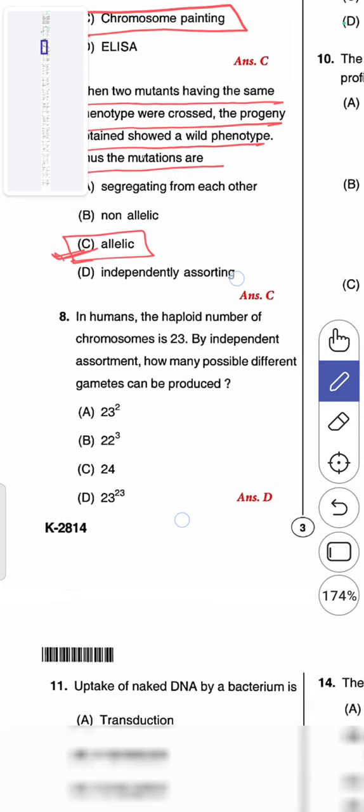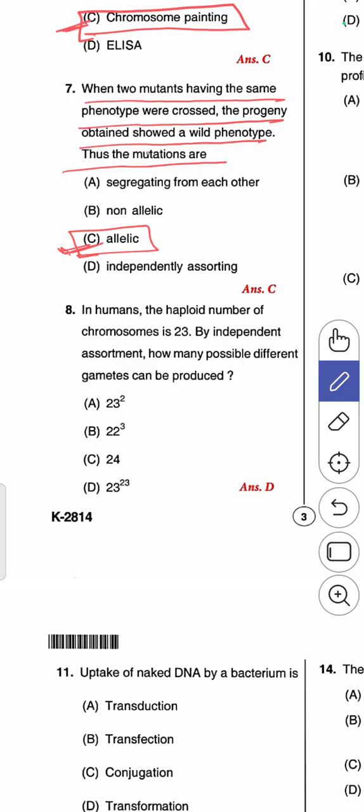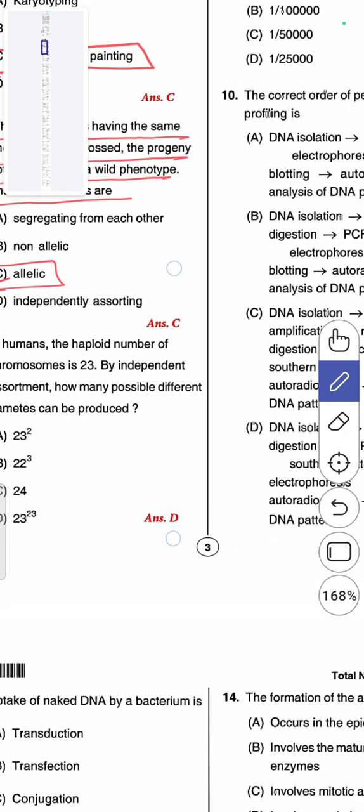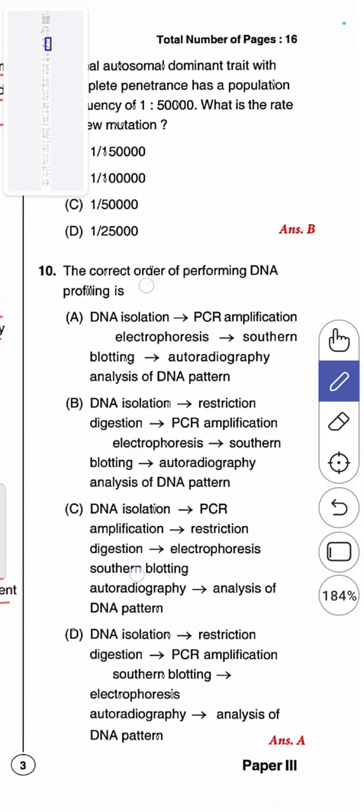Then, the eighth question. In humans, the haploid number of chromosomes is 23. By independent assortment, how many possible different gametes can be produced? That is option D. Through independent assortment, we get 2 to the power 23. So, D is the right answer. Through this, we can produce so many different gametes. So the eighth, D is the right answer. Then read out the next question.